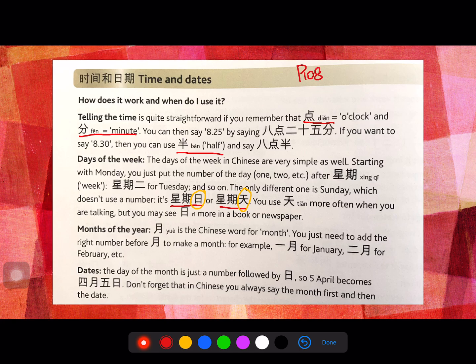Month of the year. 月 is the Chinese word for month. You just need to add the right number before 月 to make the month. For example, 1月 for January, 2月 for February, etc. Dates. The day of the month is just a number followed by 日. So 5th April becomes 4月5日. Don't forget that in Chinese, you always say the month first and then the date. This is the time rule, always less specific time to more specific time.